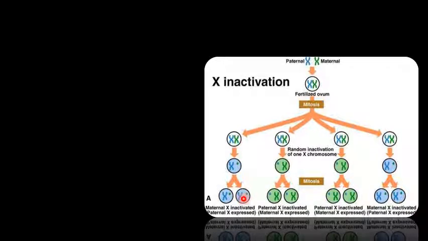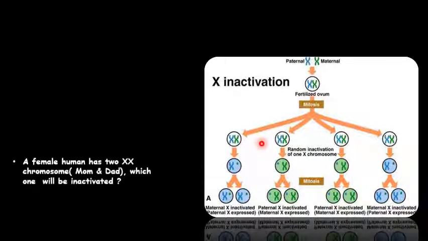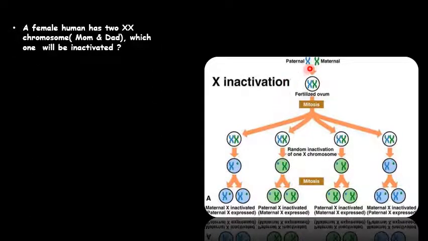Now, you must be having a doubt. When a female inherits one X chromosome from the mother and one from the father, she will contain two X chromosomes, right? So you must be having a doubt about which X chromosome will be inactivated, whether the X chromosome inherited from the father or from the mother. You must be having this doubt.